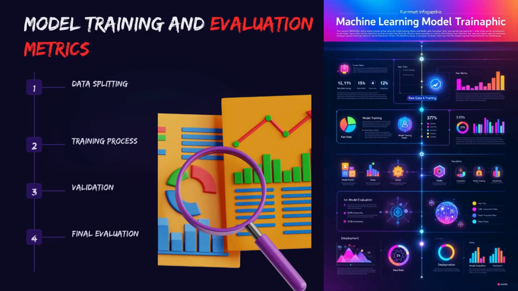Data splitting. Divide data into training, validation, and test sets to ensure unbiased evaluation of model performance. Training process. Iteratively adjust model parameters to minimize error on the training data. Validation. Use the validation set to tune hyperparameters and prevent overfitting. Final evaluation. Assess model performance on the unseen test set using appropriate metrics.